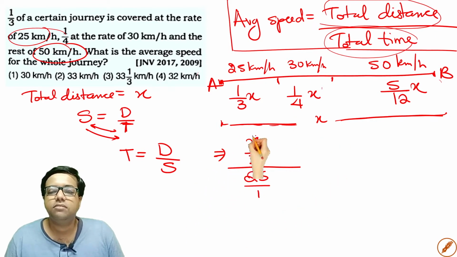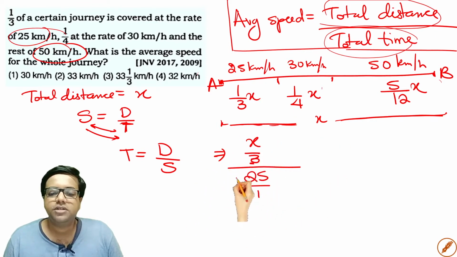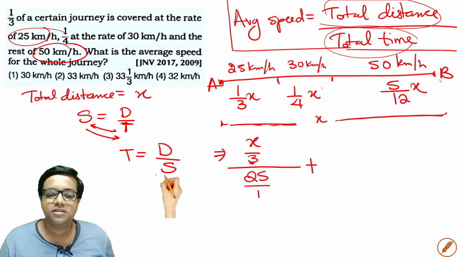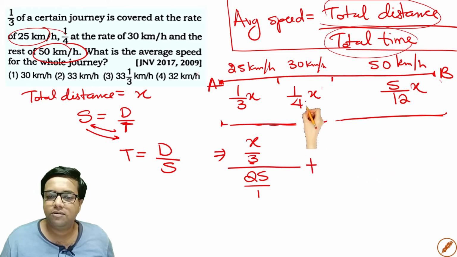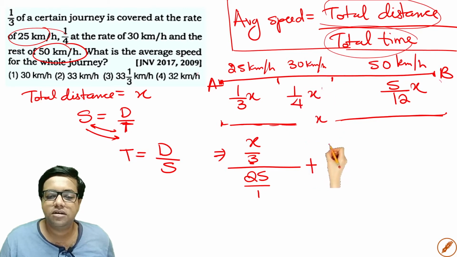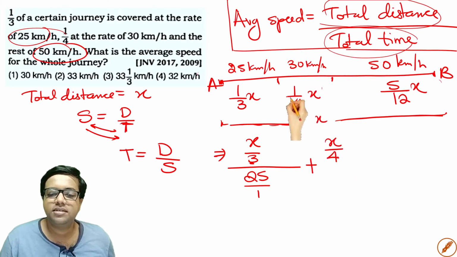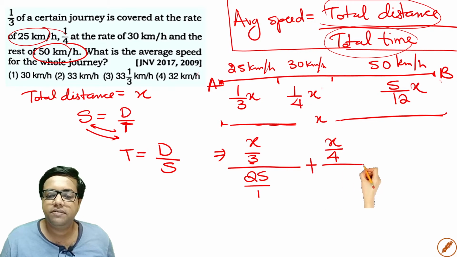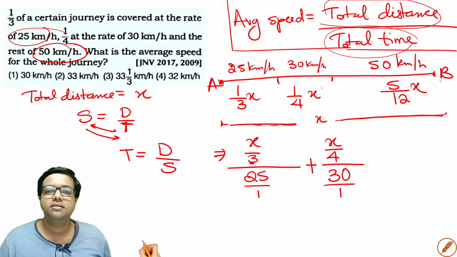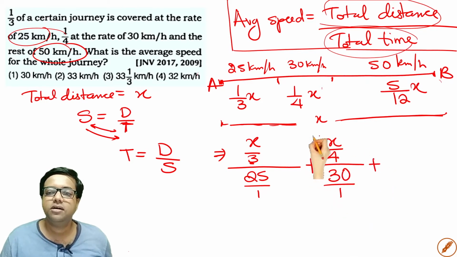So I'm writing all of them in fractional form, fraction upon a fraction. Okay, and you know how to club them together. Plus, so we are finding the total time now. So what is the time duration for the next part? 1/4 of x. So the distance is x by 4, divided by speed, 30 km/h divided by 1. So I'm writing them in the form of fraction upon a fraction.